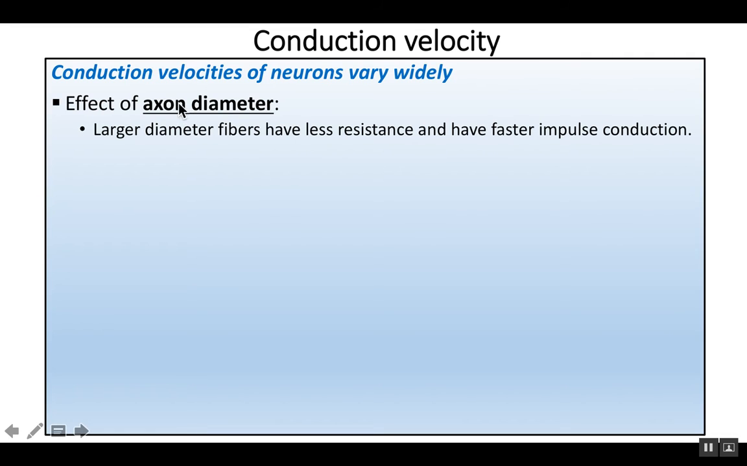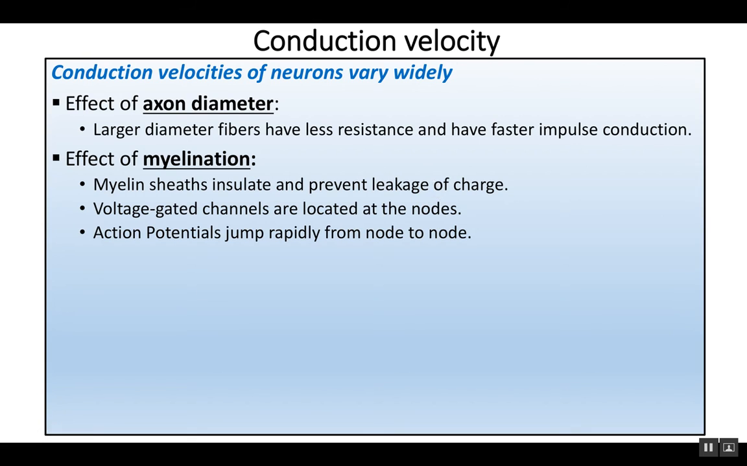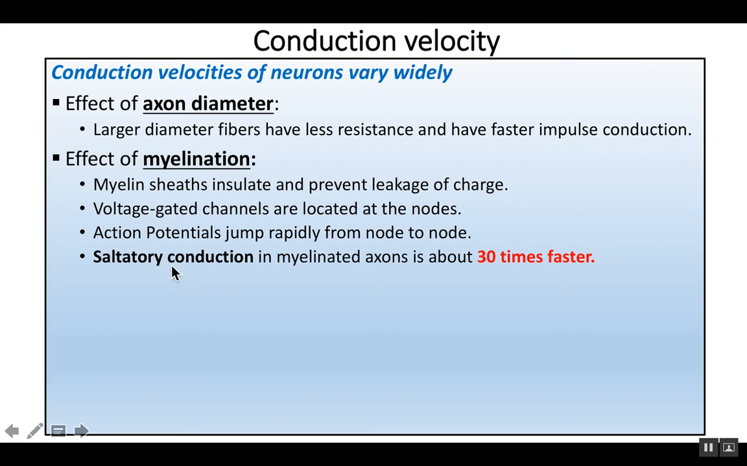One is just the size, the diameter of the axon. Large diameter axons have less resistance, so less opposition to that flow of ions, and therefore they can be much faster. The next one we already talked about, myelination. Myelin is going to, again, prevent depolarization where the myelin is and allow the depolarization to occur at the nodes. It also prevents leakage of the charge. And again, we call that saltatory conduction, about 30 times faster than continuous conduction.